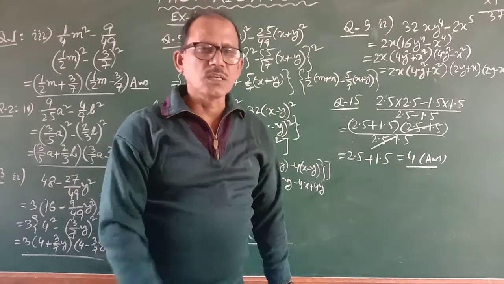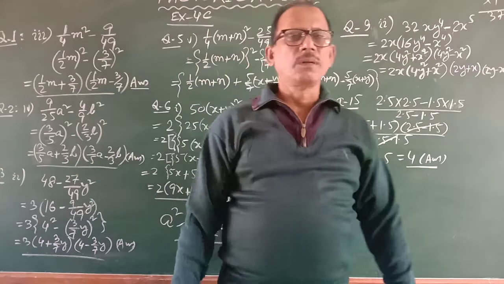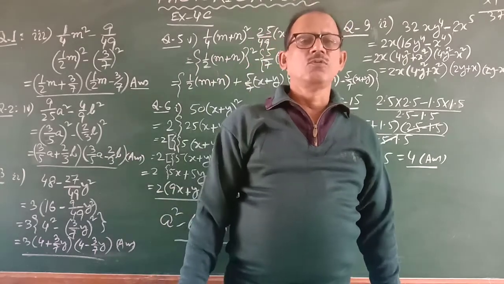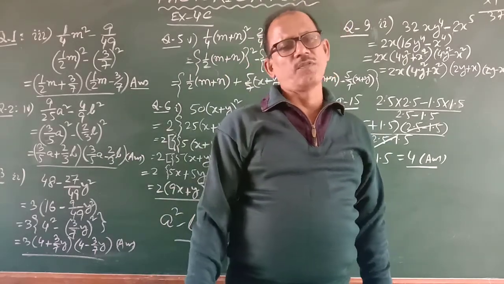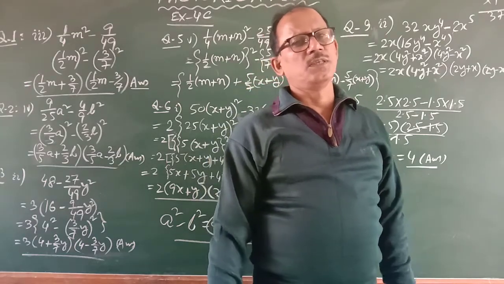So this exercise is very simple. You need to just solve it, practice a little more, so that you are not stuck anywhere in doing the factorization, implementing the formula a square minus b square is equal to (a plus b) into (a minus b).